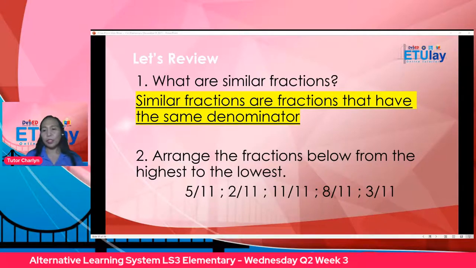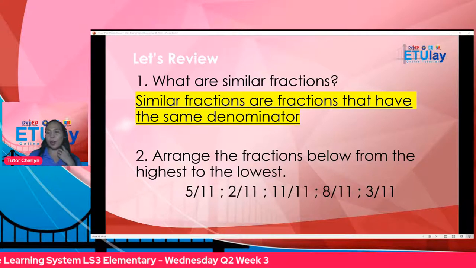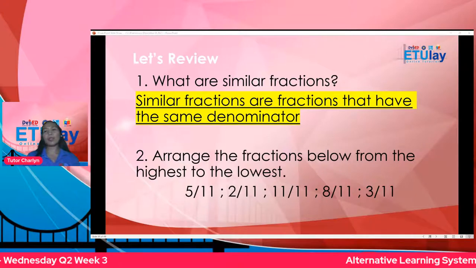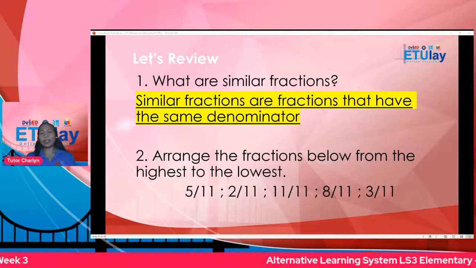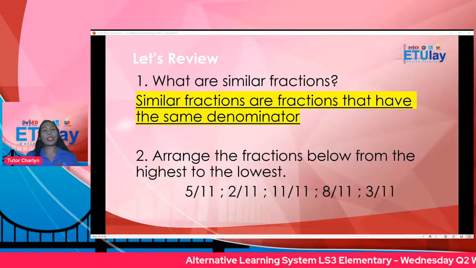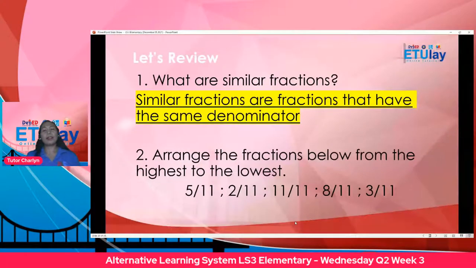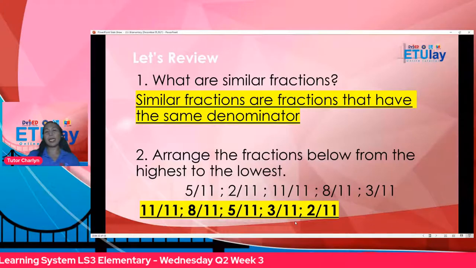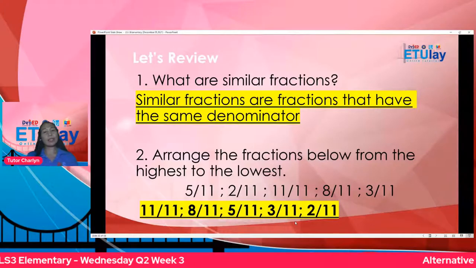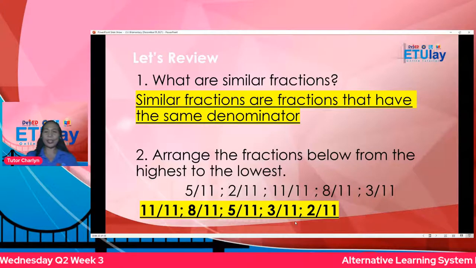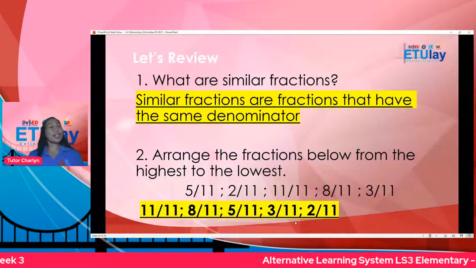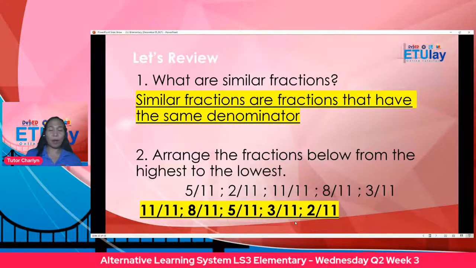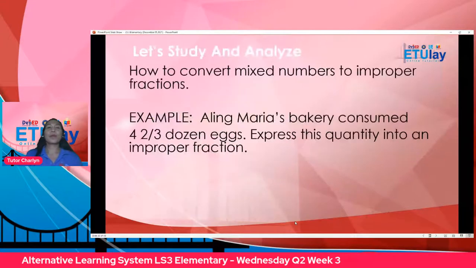Okay, check your answers. Highest to lowest, may sagot na si Atoms: 11/11, 8/11, 5/11, 3/11, and 2/11. Nabaliktad lang po ata ang arrangement ni Jet. So we have, ang nauna is 11/11, 8/11, 5/11, 3/11, and 2/11. Congrats sa mga nakakuha ng tamang sagot. Mas madali kasi kapag same ang denominator.